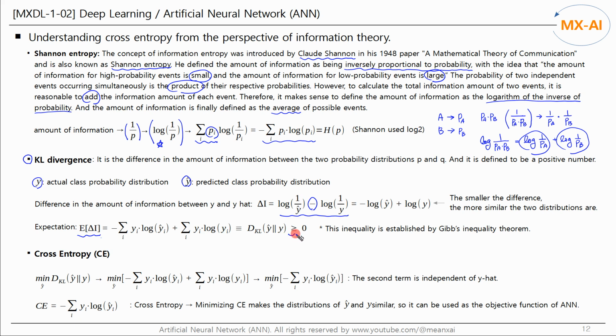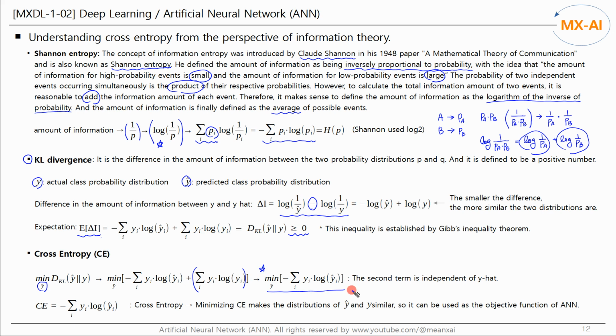This is greater than or equal to 0. This inequality is established by the Gibbs inequality theorem. Now let's minimize the KL divergence with respect to y hat. The second term is independent of y hat, so we only need to minimize the first term. The results are as follows.